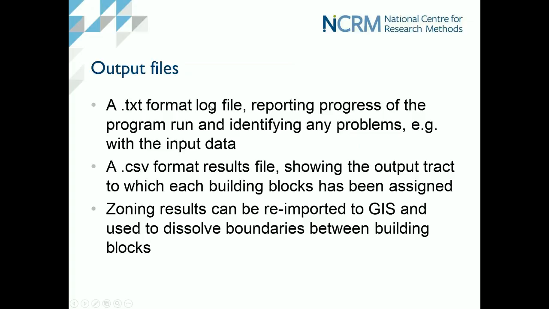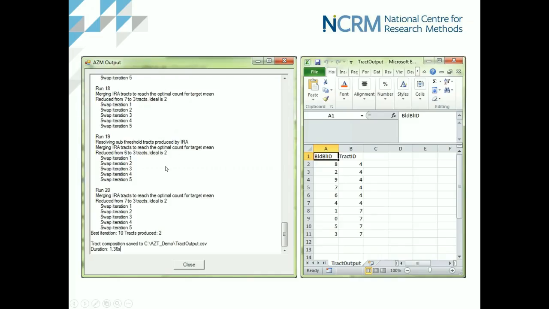You'll get a text format log file which is basically the same as was in that window, and also a CSV format results file which contains what you need if you're going to take it back to the GIS. And normally we would expect that people would take these results and go back to the GIS software from which the building blocks were created, and that would be the place at which the output tracks are first visualized. So on the left, this is the log file, and this is an example of the output.